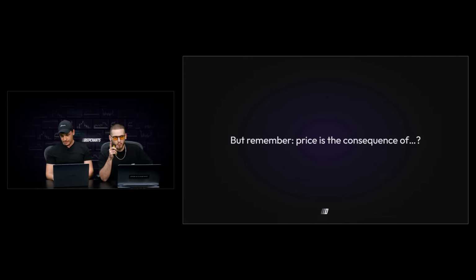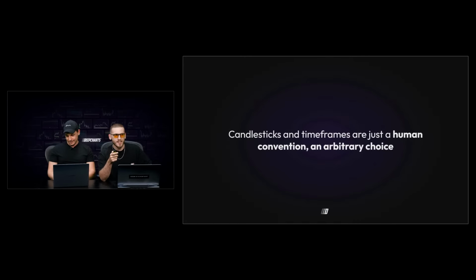But remember, price is the consequence of what, chat? Of what? We have the audience split into really impatient buyers that want the checkout. We're getting there. Advanced order flow traders. Yeah, of course. Price is the consequence of volume. Candlesticks and time frames are just a human convention, an arbitrary choice.